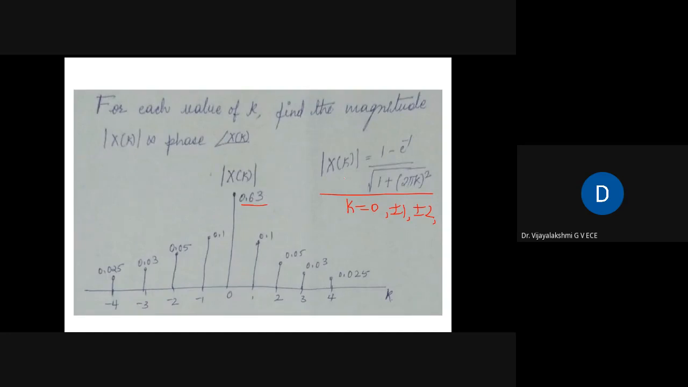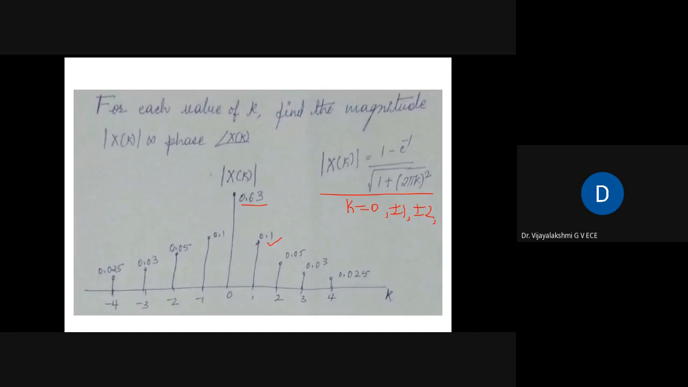Next, put k is equal to 1. So k is equal to 1, I get 1 minus e power minus 1 divided by root of 1 plus 2 pi the whole square. So that is nothing but your 0.1. Okay. So for a few values of k, we'll find out all the magnitudes of the Fourier series coefficients, and after that we have plotted it. So this is the magnitude spectra of the given signal x of t.